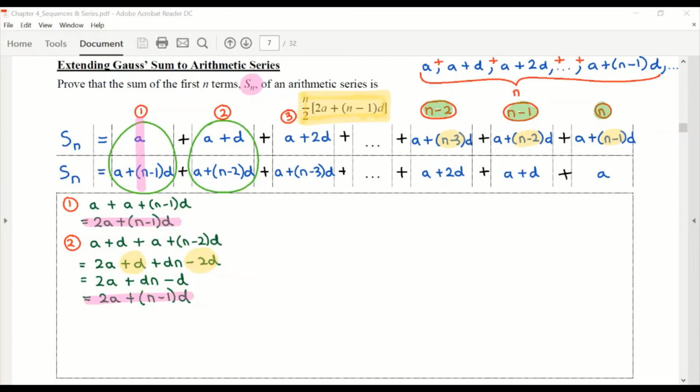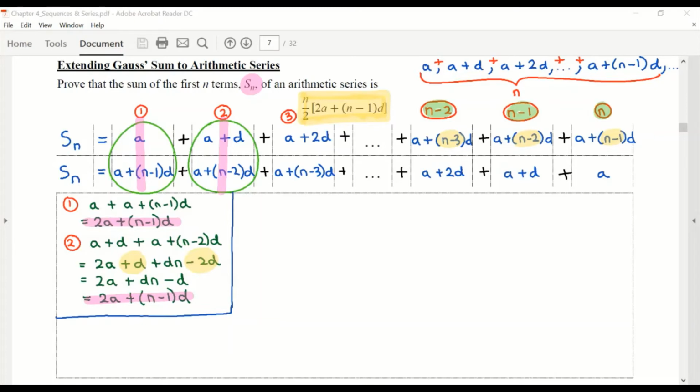And I also get 2a plus n minus 1d when I add vertically in this direction. So that's just a little aside. So I'm just going to box that off, because I just want to convince you that this argument is solid. Okay, it's not sorcery. It's not a trick. It does work. So if we're going to use Gauss's trick, we're going to add vertically.